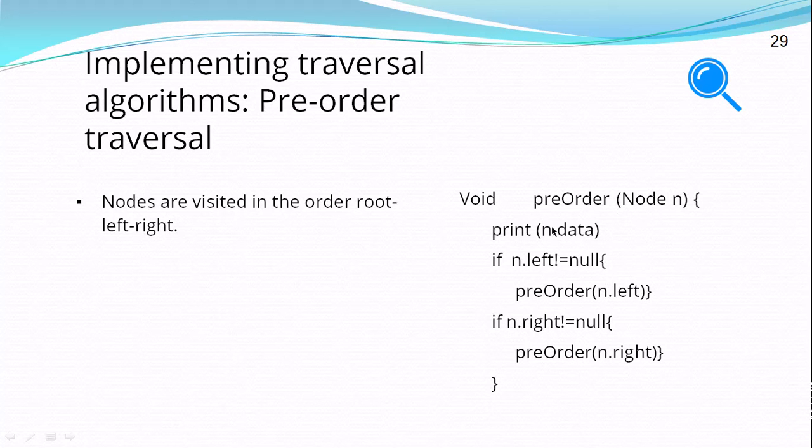You print the data in the node n. I mean, it could be an arbitrary node, or it could be the root. If the left-hand subtree is not null, then pre-order, explore using pre-order the left subtree. And then, when you finish doing that, providing that the right-hand subtree is not null, then explore using pre-order the right-hand subtree.